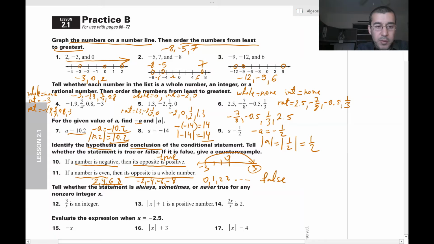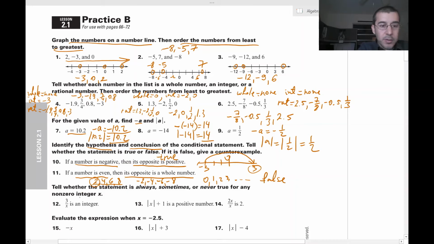If a number is even, so 2 is an even number, but its opposite is not a whole number, because its opposite is -2, and -2 is not a whole number. So that's the counterexample. Tell whether the statement is always, sometimes, or never true for any non-zero integer x.